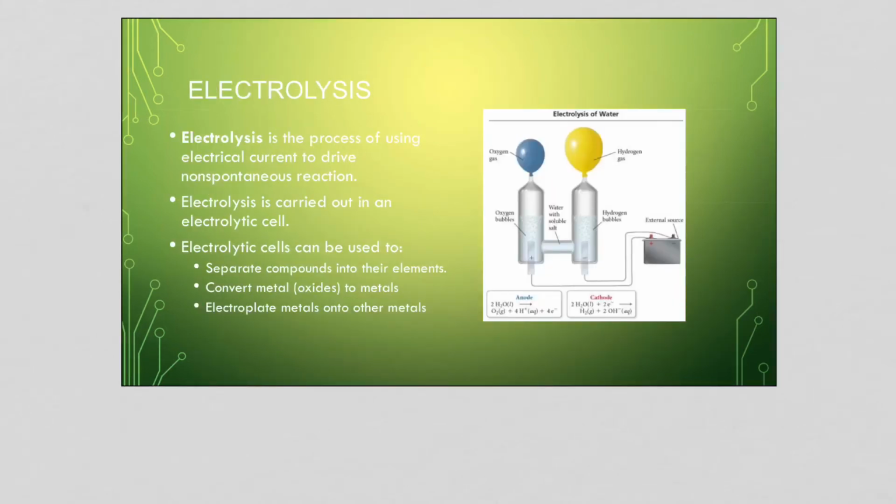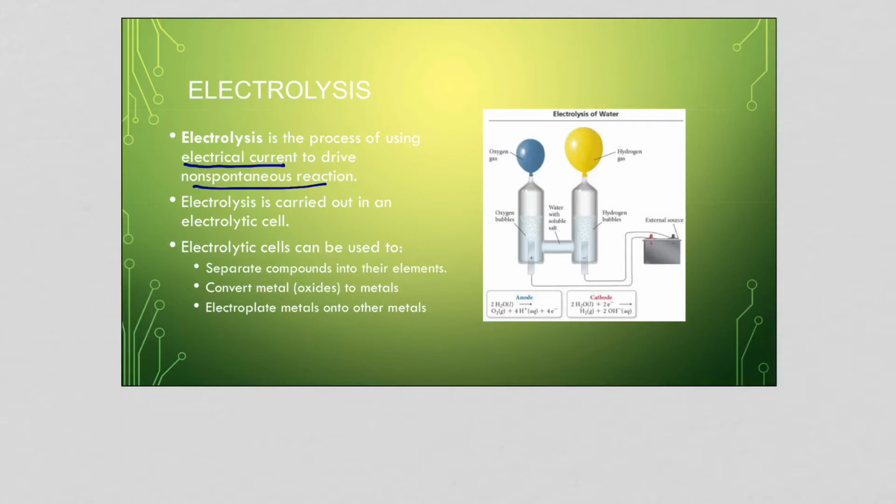So if we look at an example of electrolysis. Electrolysis is the most common type of reaction that we're driving in these electrolytic cells. And essentially what electrolysis is, is using electrical current to drive a non-spontaneous reaction. So the reactions that we look at here can generally be called electrolysis reactions because that's what we're doing. We call this, again, an electrolytic cell.